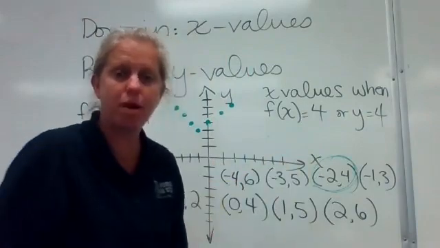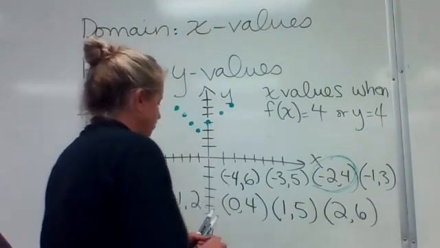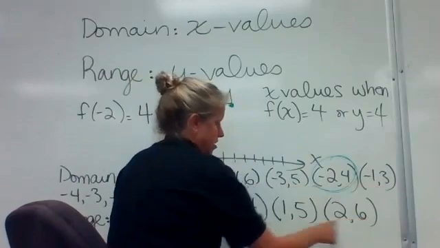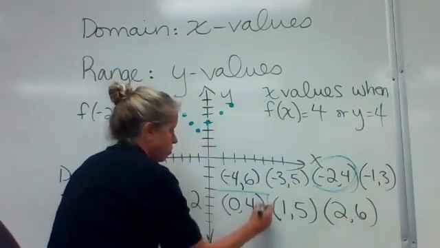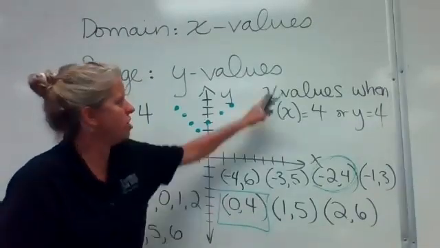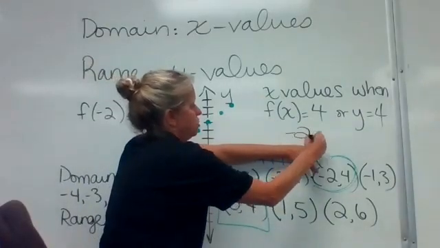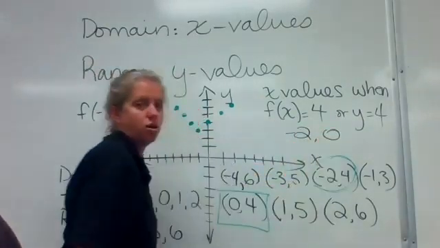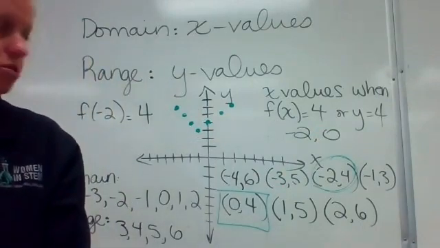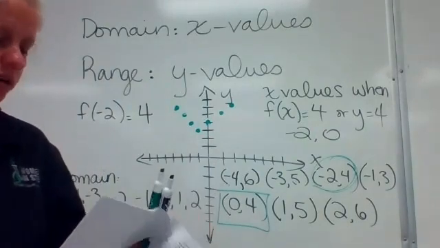You can come down to your ordered pairs and see where my Y is 4, what's its X. So let's see, there's a Y is 4. And here's another Y is 4. So what are the X values when Y is 4? The X values are -2 for that one and 0 for that one. So -2 and 0 are what the X values would be when the Y is 4.